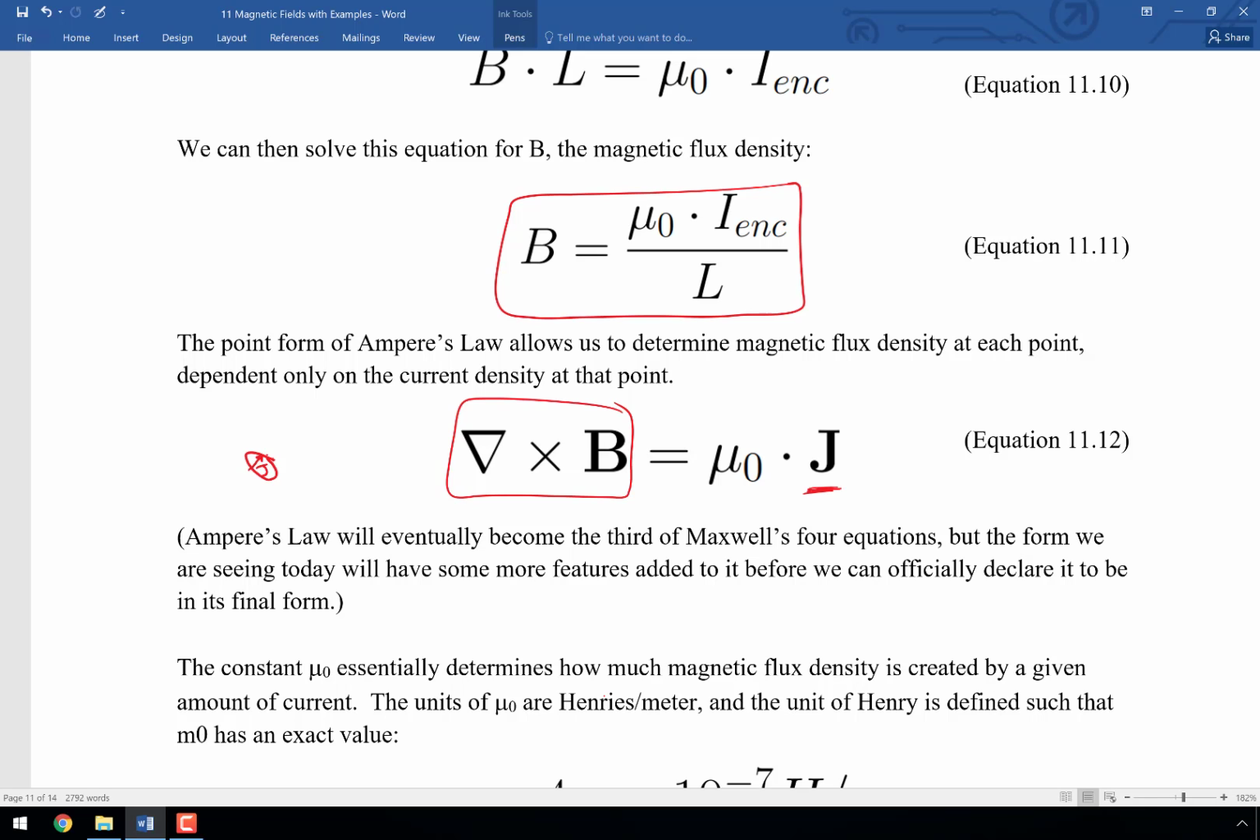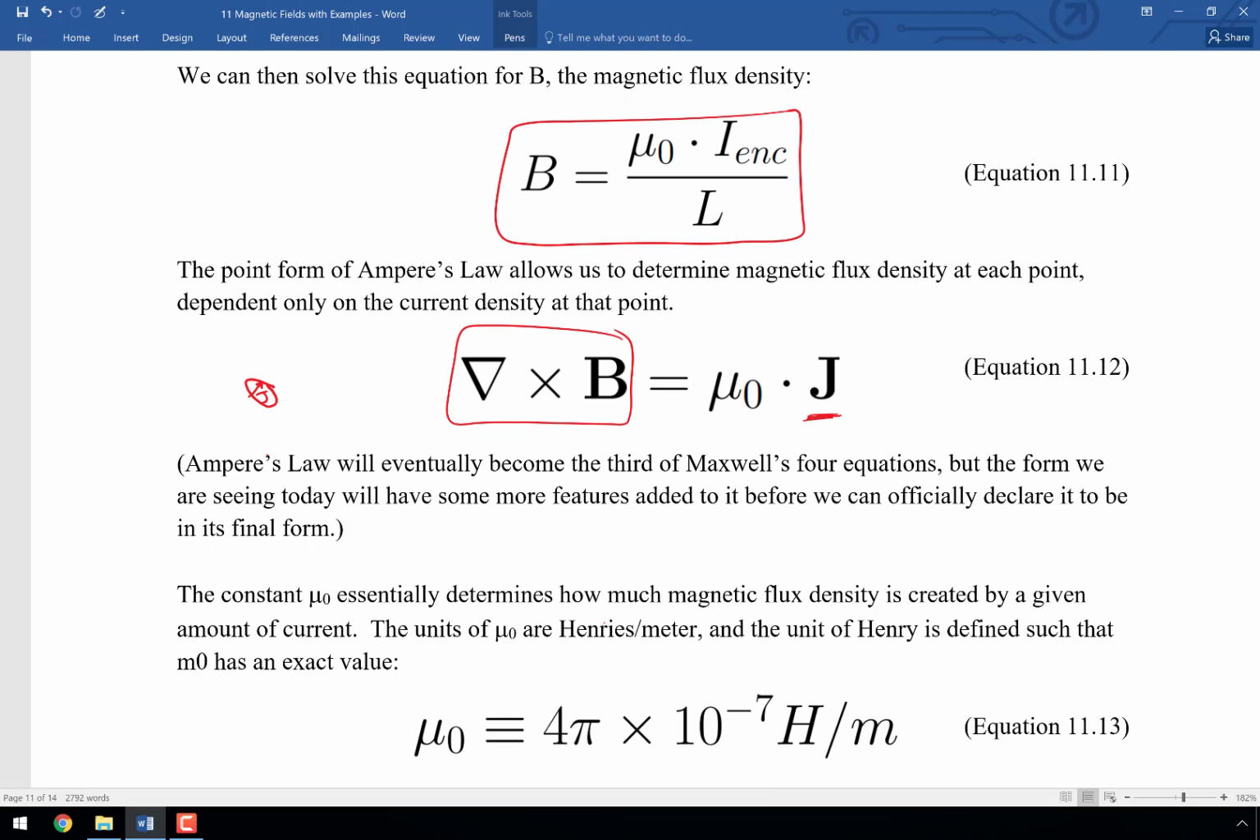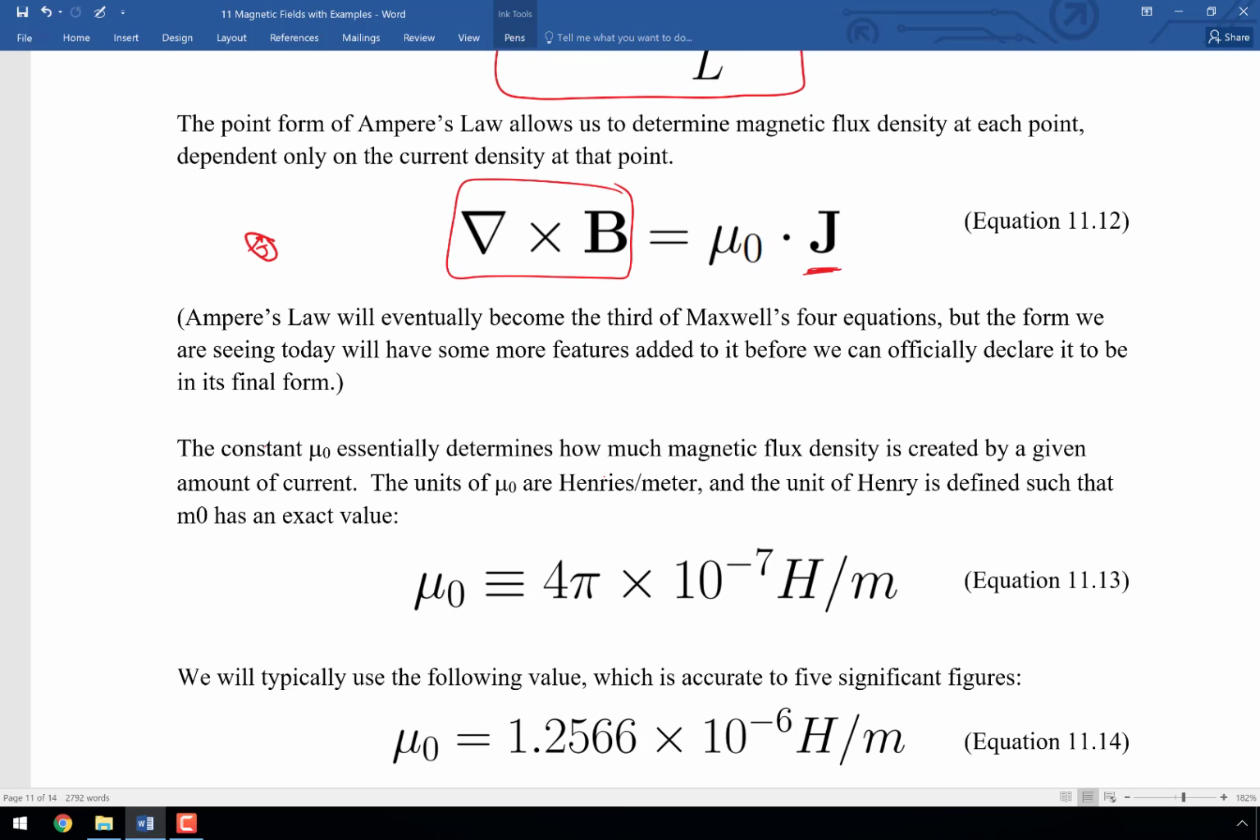Now both the point form and the integral form involve this constant mu sub 0, and interestingly the units of mu sub 0 are henries per meter. Now the henry is the unit of inductance. We haven't even seen inductance yet, but we're going to see it very soon. Just be aware of the fact that the units are henries per meter and that the size of the henry was selected so that mu sub 0 would be a nice round number.